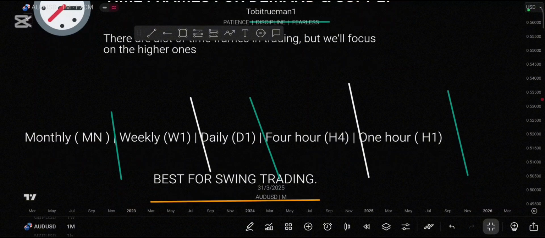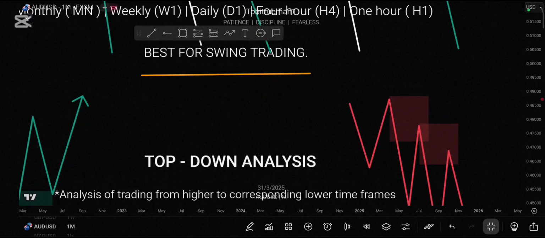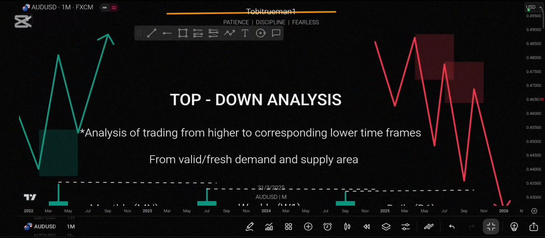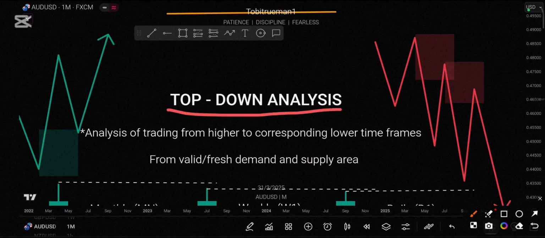Now, the best approach for swing trading, the way we are going to be doing our demand and supply trading, is called top-down analysis. Top-down analysis is just a way to analyze trading from a higher time frame to the corresponding lower time frame.